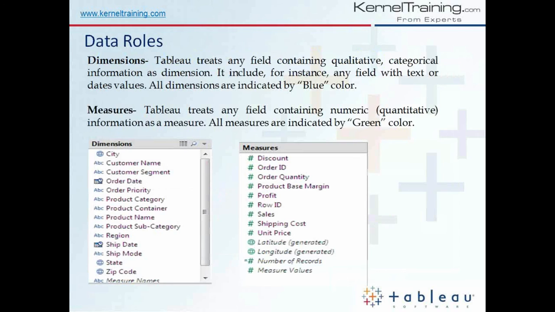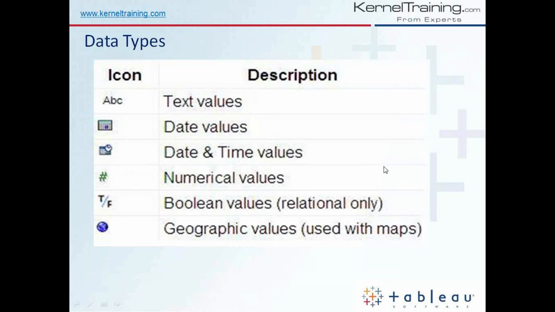These are the data models. Once we drag our data, there will be dimensions and measures. Dimensions are all shown in blue color, and you can see measures are all in green color. Dimensions will be in blue and measures will be green. Dimensions are nothing but characters; measures are the numbers. Dimensions are the specifications.